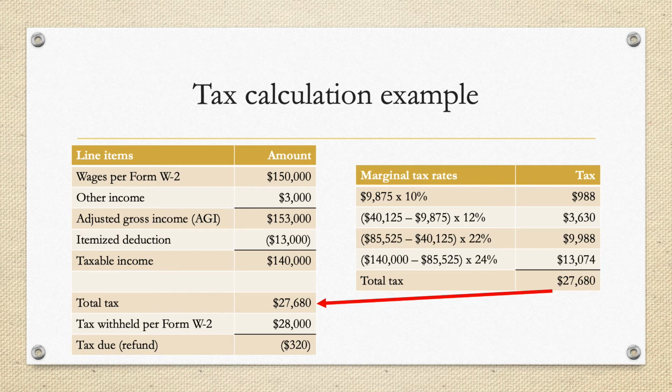And usually when you work for a company, they will have tax withheld during the month or over the year. In this case, the company has withheld $28,000, so you will have a refund of $320 in this example. This is how we come up with the tax calculation using the marginal tax rate that we just talked about in the previous slide.